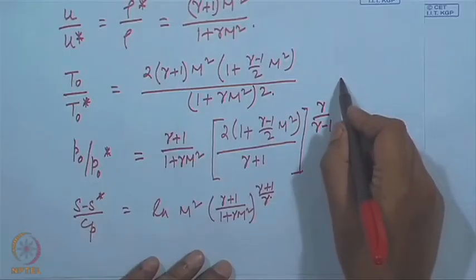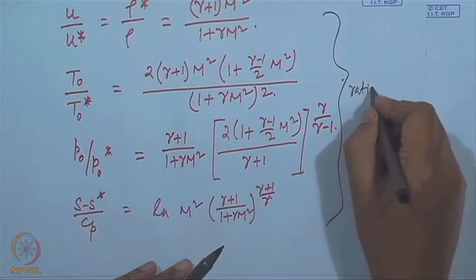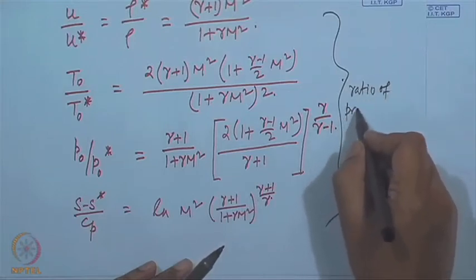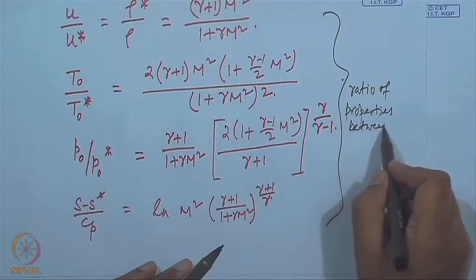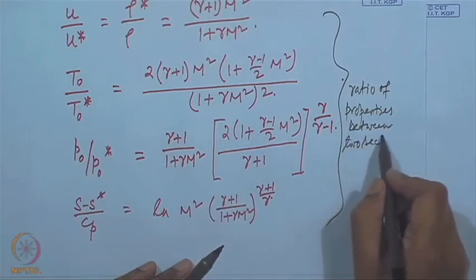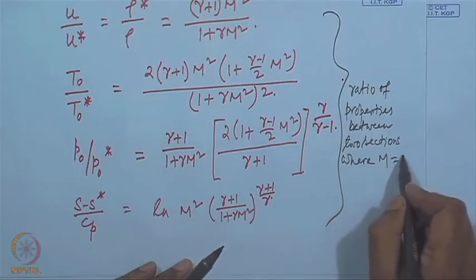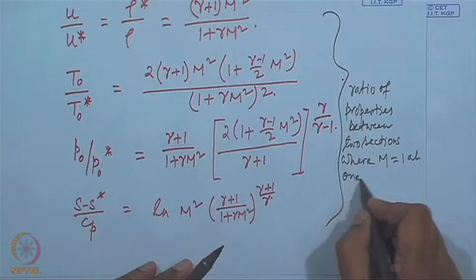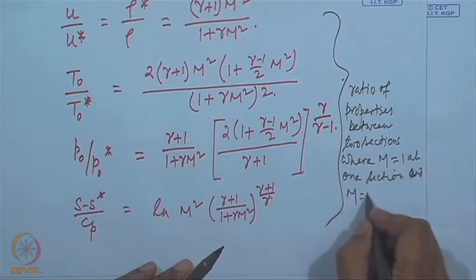And once the ratios of these properties are obtained, so you can say these are the ratios of properties between two sections where M equal to 1 at one section and M equal to M at the other.